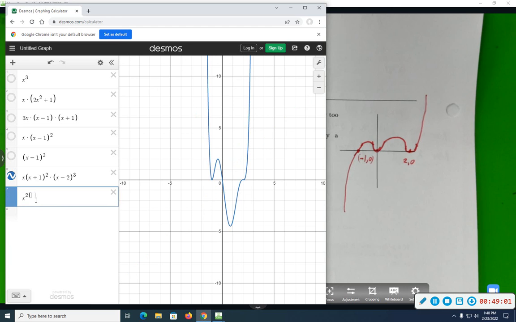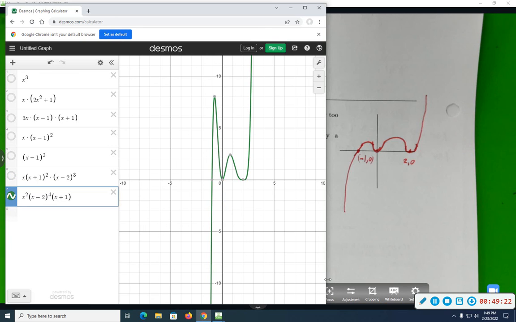X squared, x minus 2 to the 4th, times x plus 1. Does that qualitatively agree with what I got? Yeah. Was I right about which hump was taller? No, but I had no reason to believe I was.